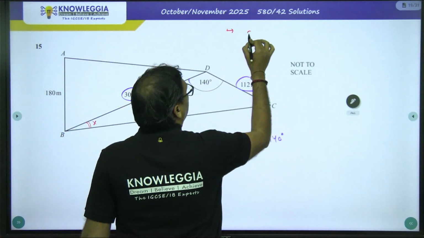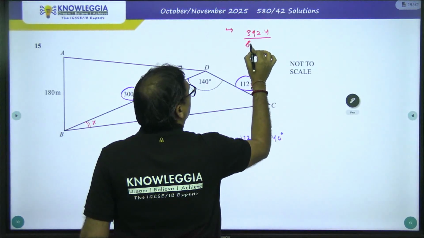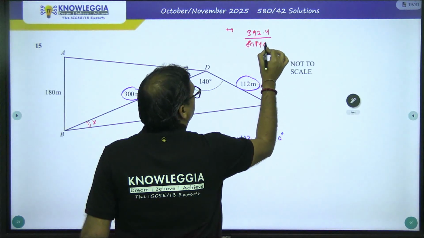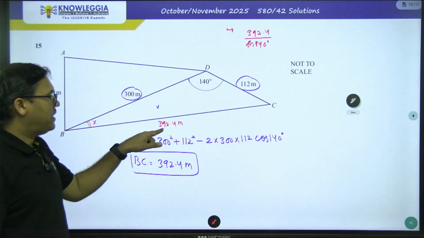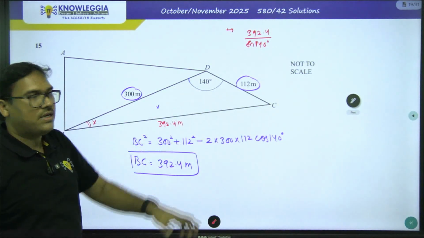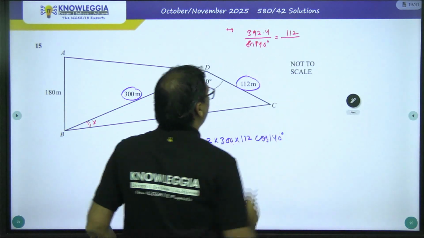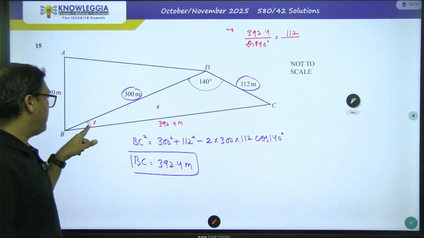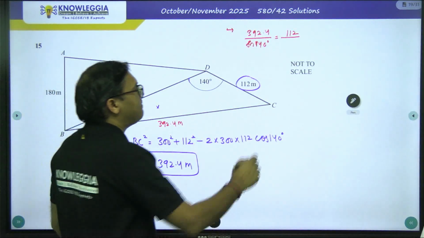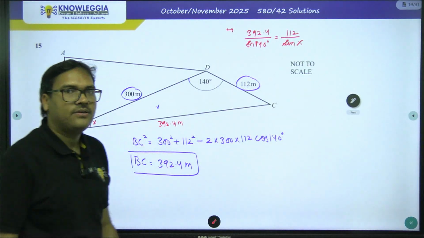Sine, this is 392.4 upon sine 140 degrees. You see, 392.4 upon sine 140 degrees. And what is this side? 112. So this is 112 upon the angle opposite to it, which is the angle required. So this is sine of angle x, right? So just solve this.